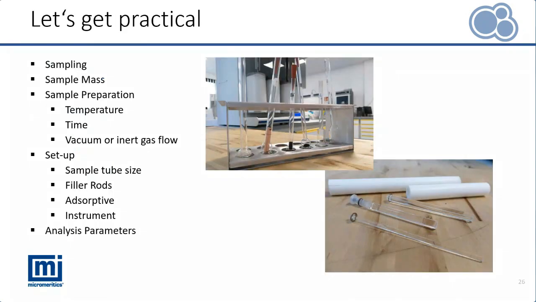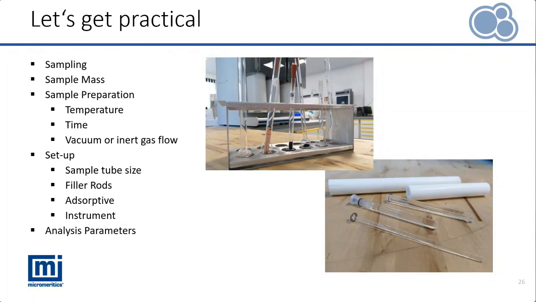As the title of this webinar is Best Practice BET Surface Area, we definitely want to look at the parameters that influence the quality of our BET measurements. I would say it already starts with sampling. How representative are the few grams or even milligrams that are used for the experiment for a whole batch of material?